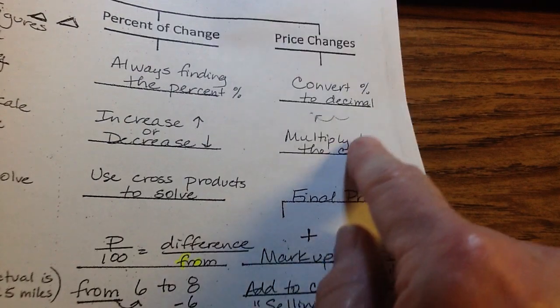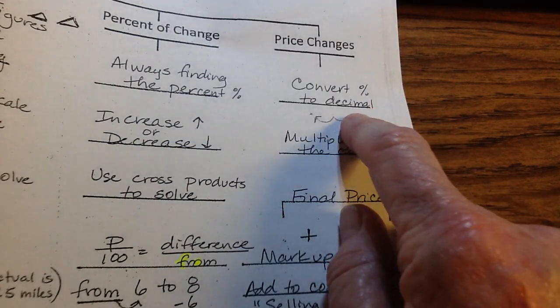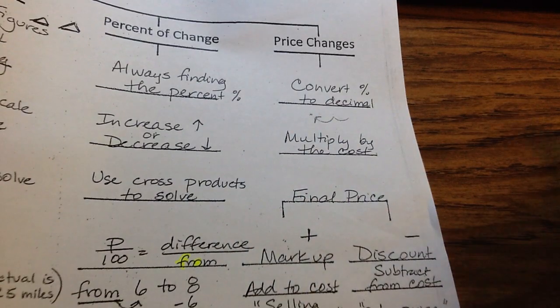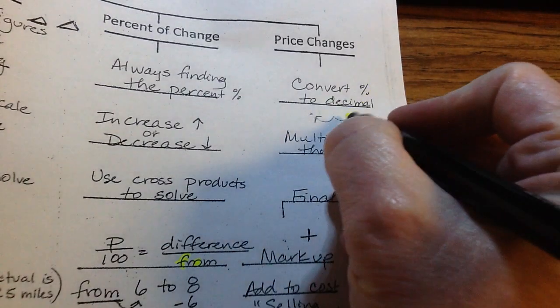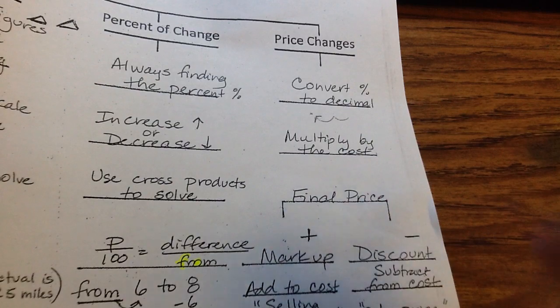Price changes. You're going to first convert percents to decimals. So you know that you're going to run away from the percent symbol. This was the percent symbol back here, so you're going to move away 2 times. You're going to multiply it by the cost.